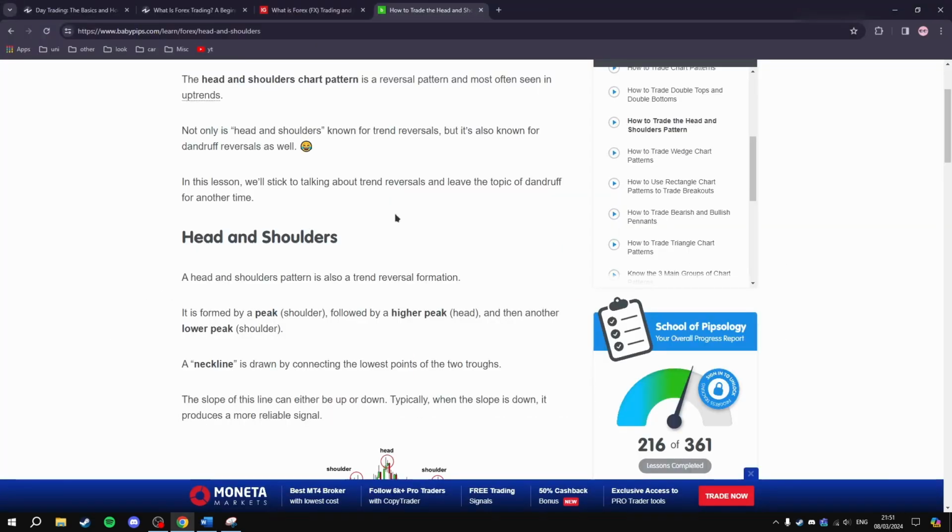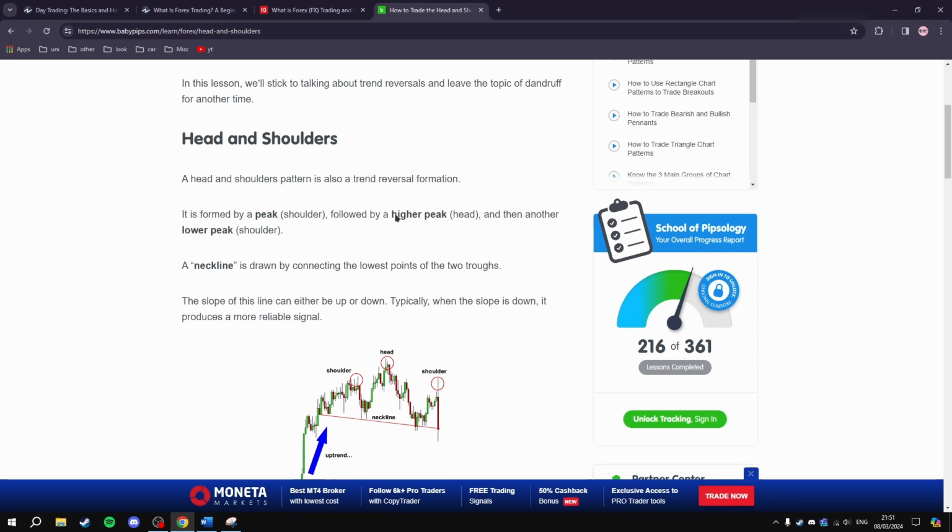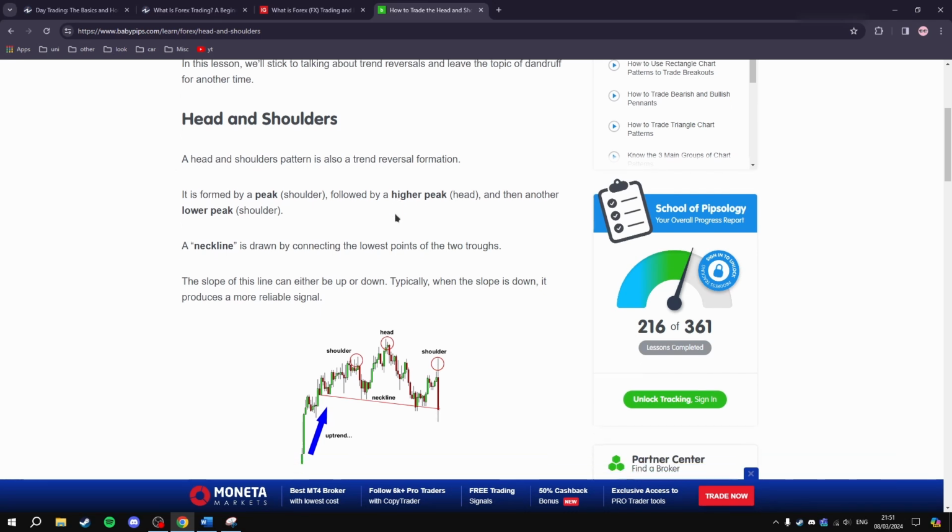Not only is head and shoulders known for trend reversals, but it is also known for dandruff reversals as well. Okay. In this lesson, we'll stick to talking about trend reversals and leave the topic of dandruff for another time.